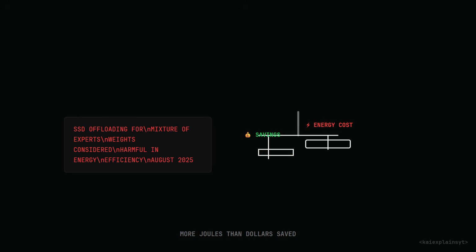A paper from August 2025 made the broader argument. The title does the work: SSD offloading for mixture of experts weights considered harmful in energy efficiency. Pulling weights off a drive burns more joules than the cheap hardware saves you in dollars. That is a real number, and it belongs in the decision. So, that is the speed half.